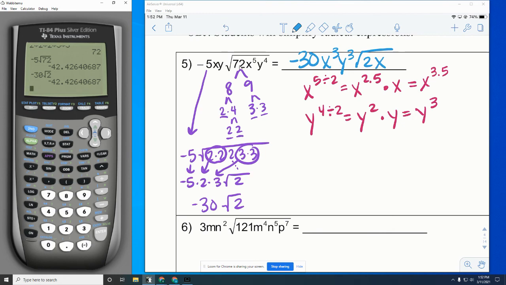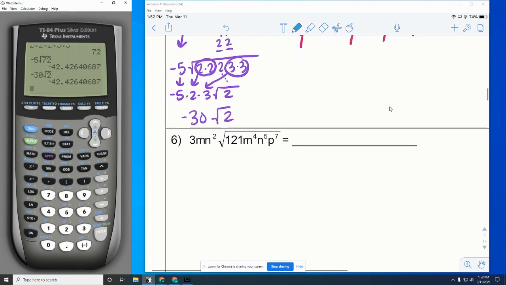Remember, if you take this square root originally and it does not work nicely, you should have a number left on the inside. And if you end up with a 0.5 with your exponents, you should have a number left on the outside.